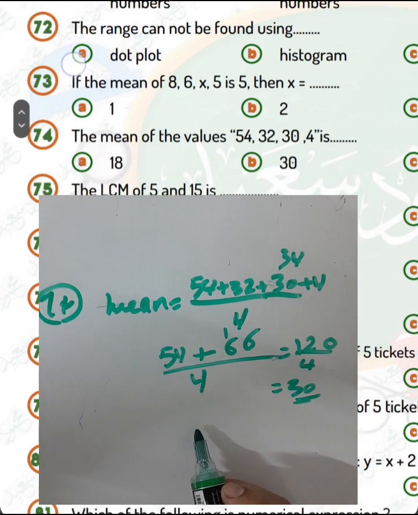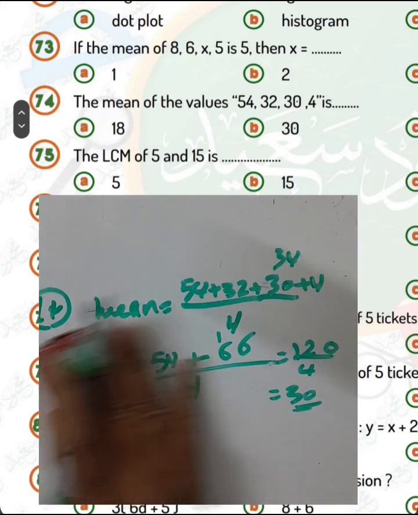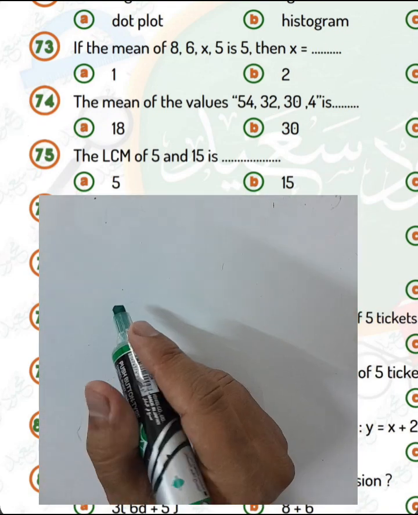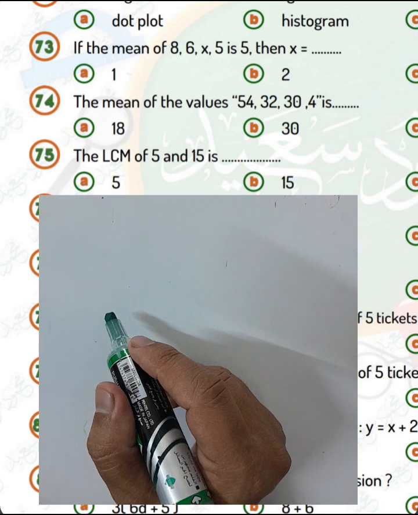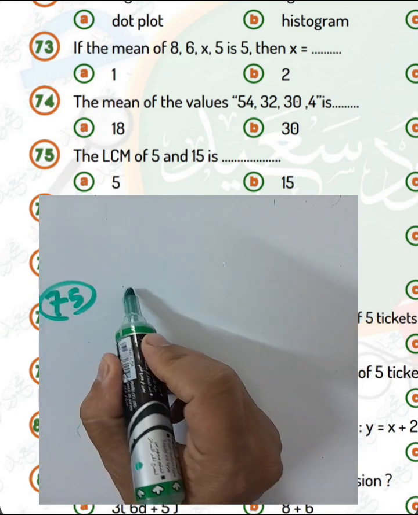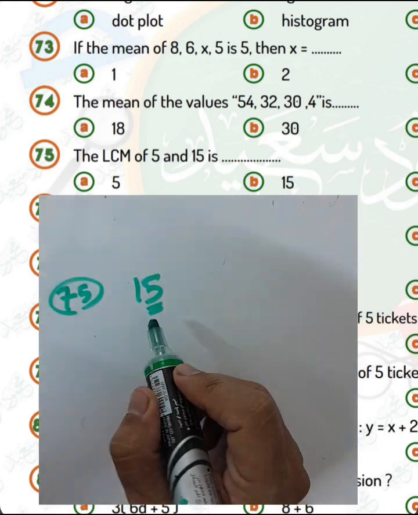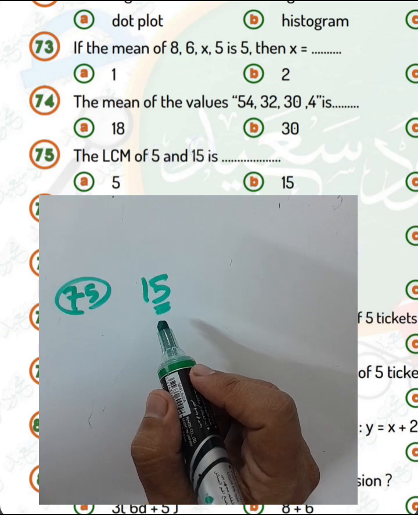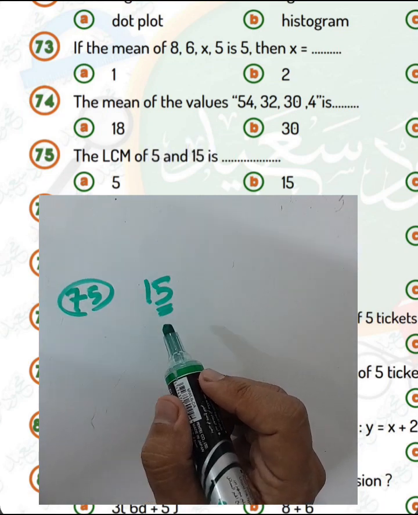Question 75. The least common multiple of 5 and 15. We know 15 can be divided by 5. Then 15 is the least common multiple between the two numbers, because 15 can be divided by 5. 15 we call the least common multiple, and 5 we call the greatest common factor between the two numbers.